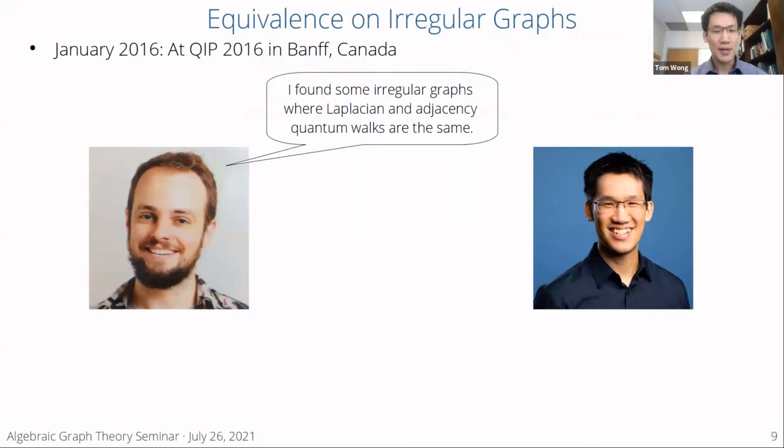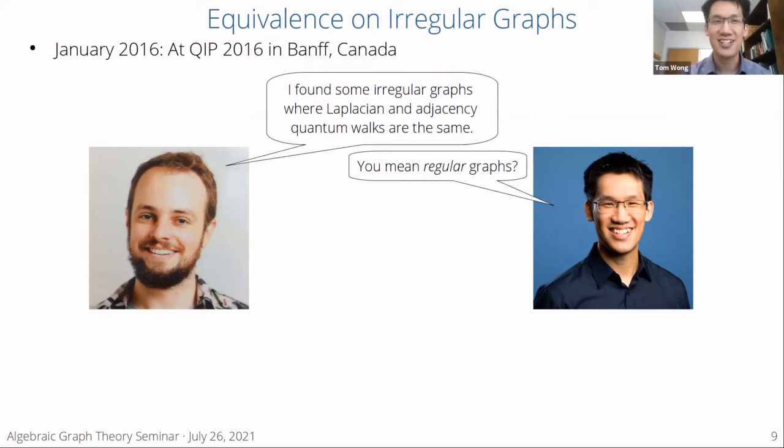He brought up to me that he found some irregular graphs where these two quantum walks are the same. And I was like, oh, you mean regular graphs, right? Because obviously irregular graphs are not equivalent. What do you mean, irregular graphs? I thought maybe he misspoke, but he's like, no, these are irregular graphs.